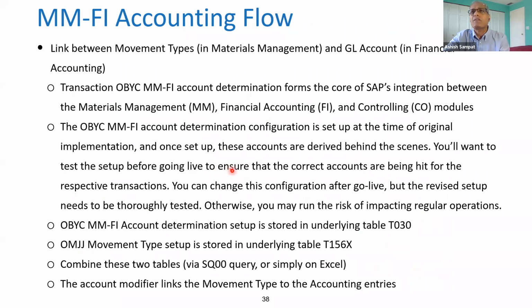Now somebody may say, I need a new movement type. Do I really need it? And if so, what is the GL account that I should map to? That's where OBYC comes into the picture. But what would be the movement type and its account modifier? That's where you define in OMJJ. You can see this in two tables, T030 as well as T156. You can combine them in a query or Excel and then analyze if you want to create a new one.